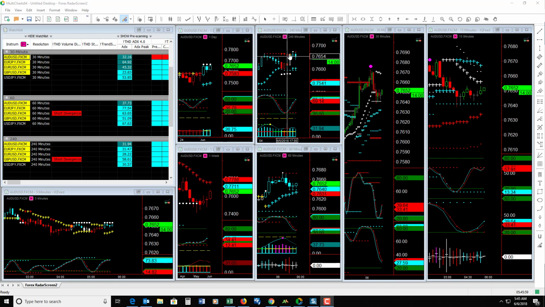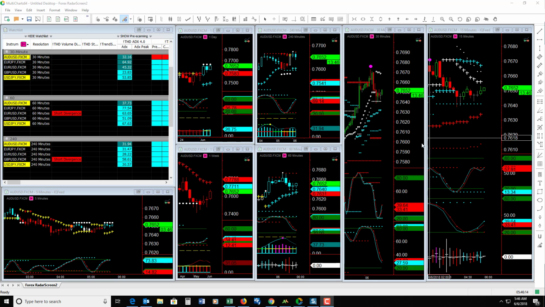I believe this is going to come back down to about 76.06, but at least it has the potential to go back down to about 7,500. But I'm going to wait and see before I start turning the signals back on.